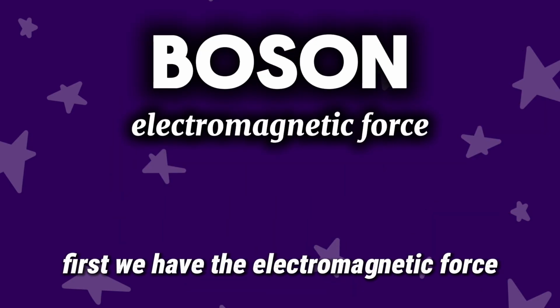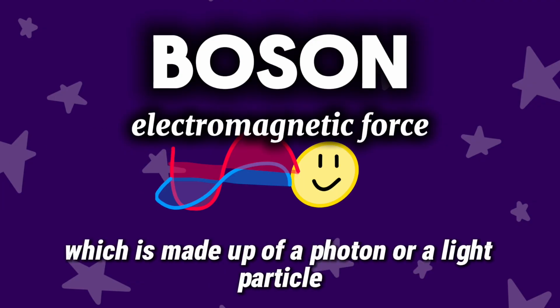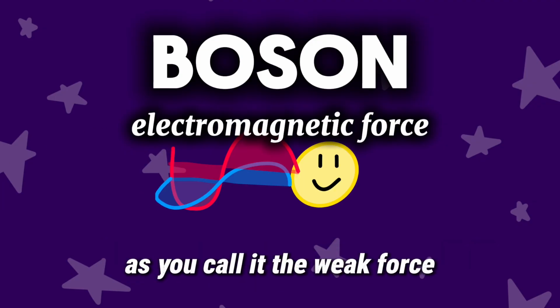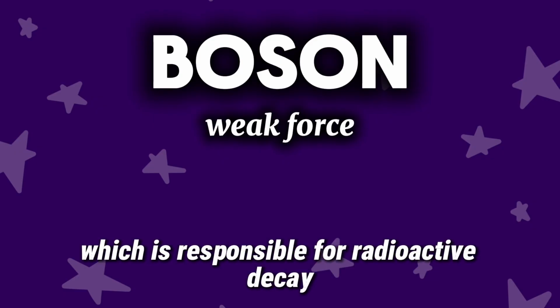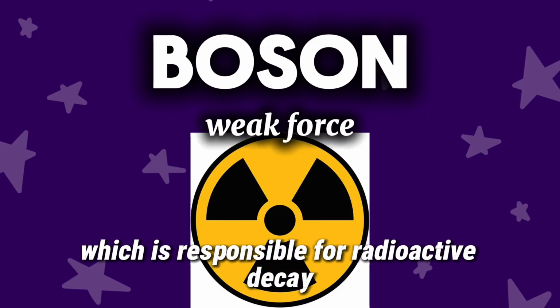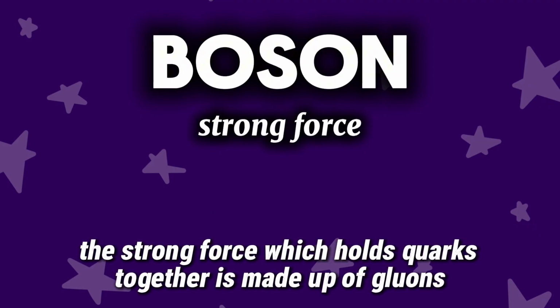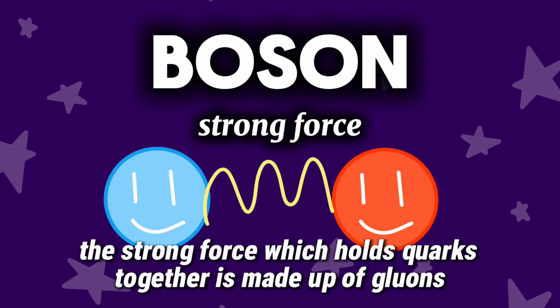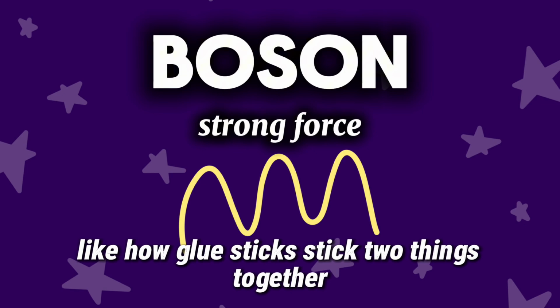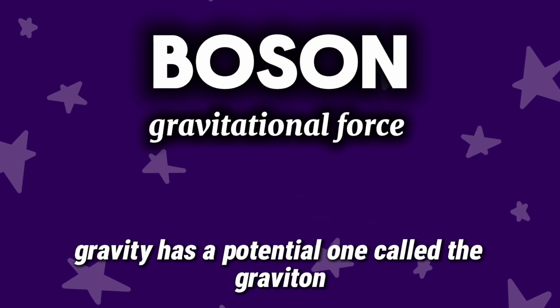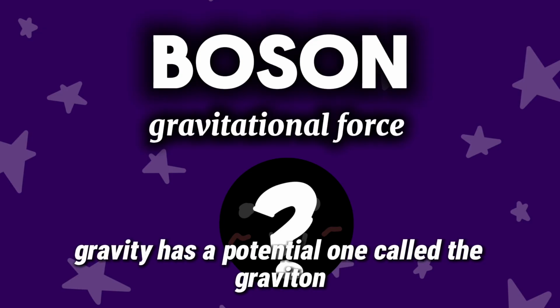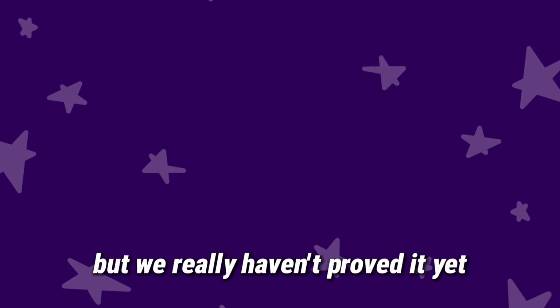First, we have the electromagnetic force, which is made up of a photon, or a light particle as we call it. The weak force, which is responsible for radioactive decay, is made up of weak force bosons. The strong force, which holds quarks together, is made up of gluons, like how glue sticks stick two things together. Gravity has a potential one called the graviton, but we really haven't proved it yet.